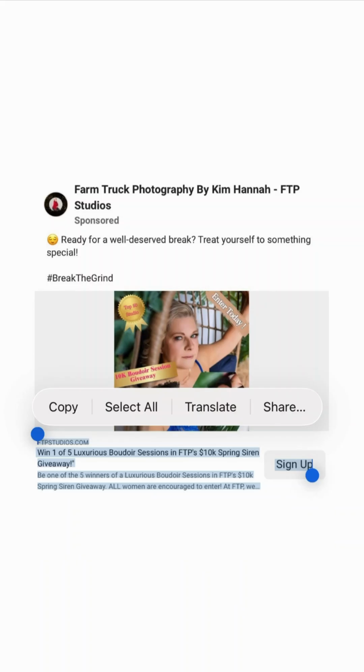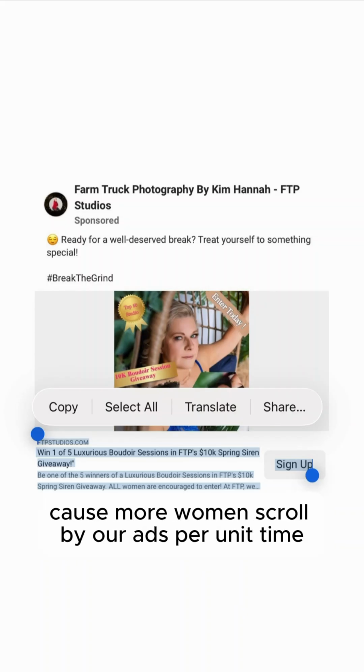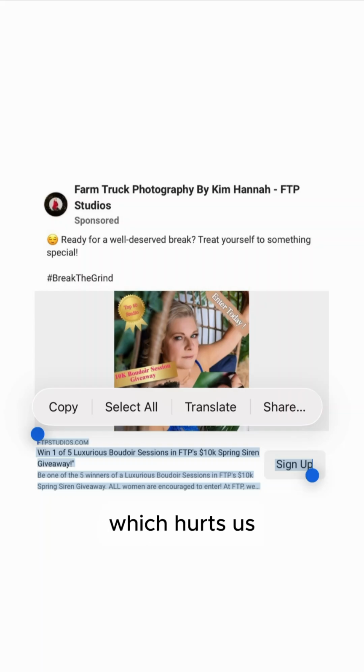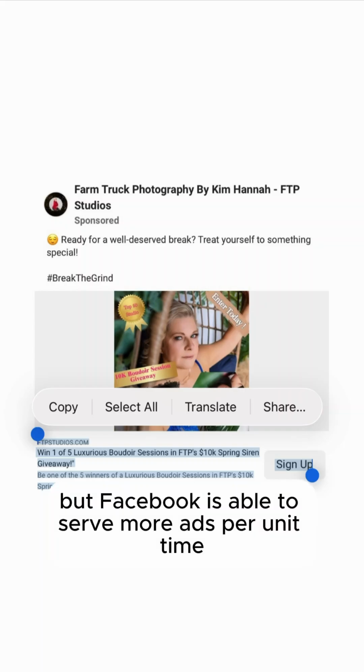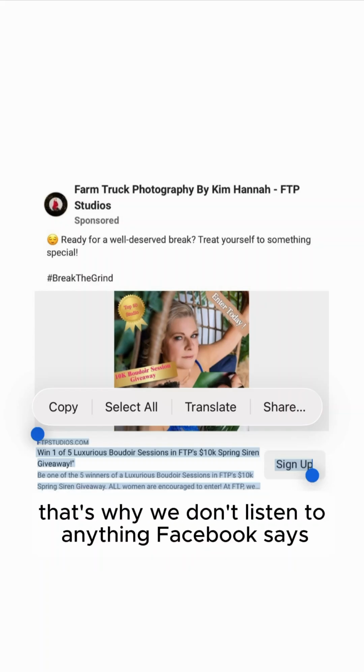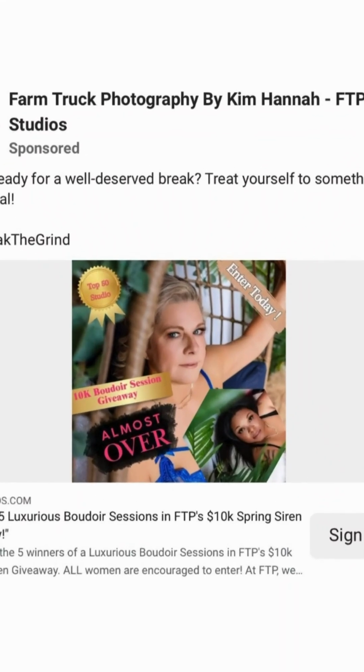Now, Facebook likes this because more women scroll by our ads per unit time, which hurts us. But Facebook is able to serve more ads per unit time, making Facebook more money per unit time. That's why we don't listen to anything Facebook says.